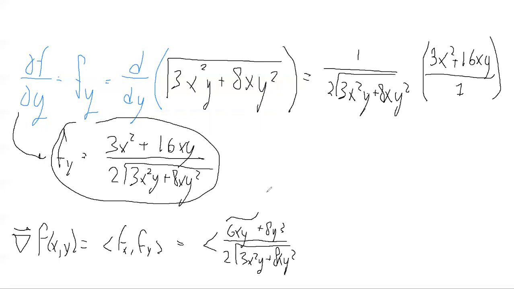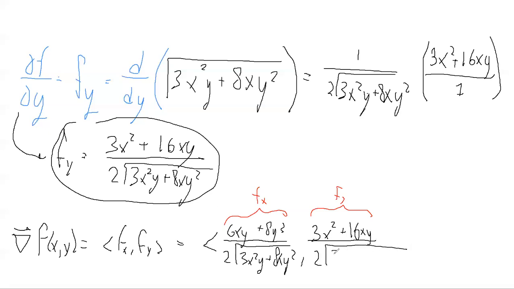Let me just change the color. Remember, this is our f of x that we solved in our previous example, and then this one will be f of y. All right, so put a comma right there. And then now we're just going to plug in our f of y value, which we just solved. So it's 3x squared plus 16xy over 2 times the square root of 3x squared y plus 8xy squared. And there you go. There is the general expression for the gradient vector.